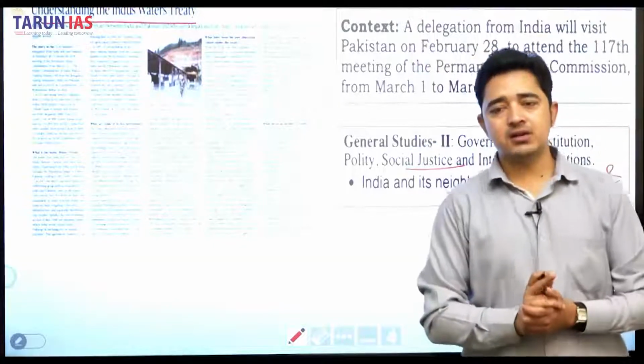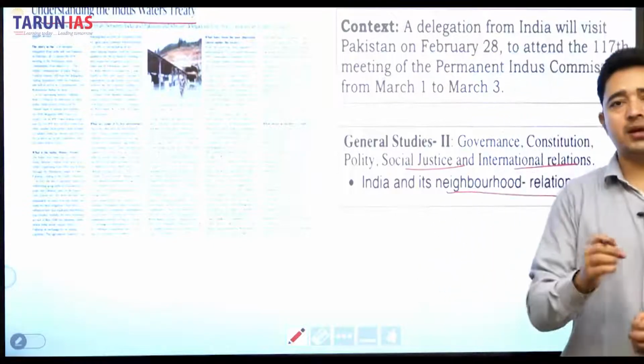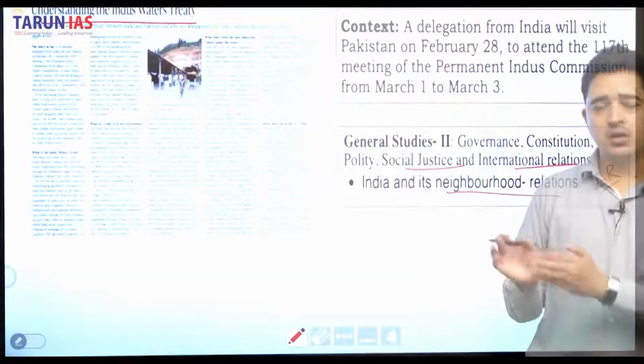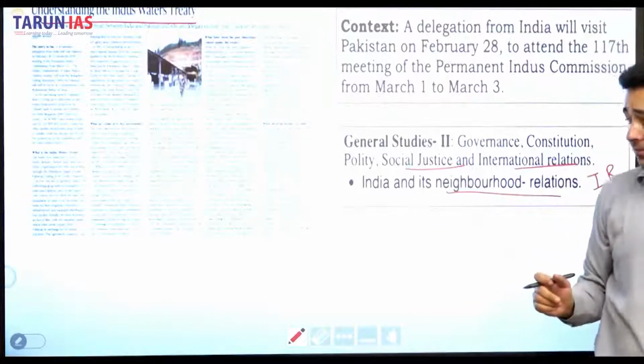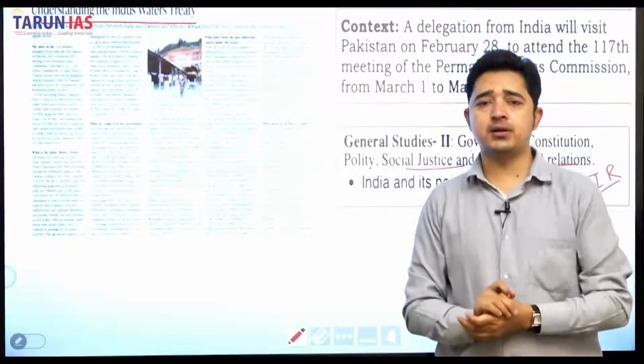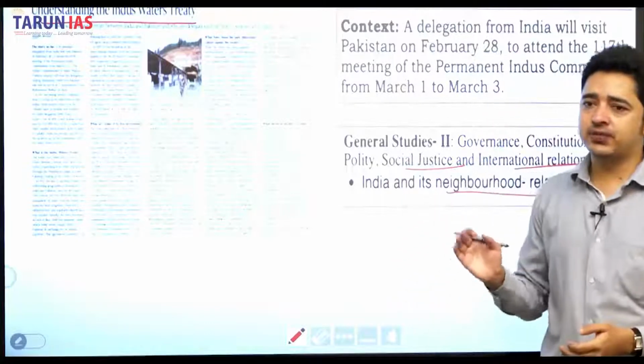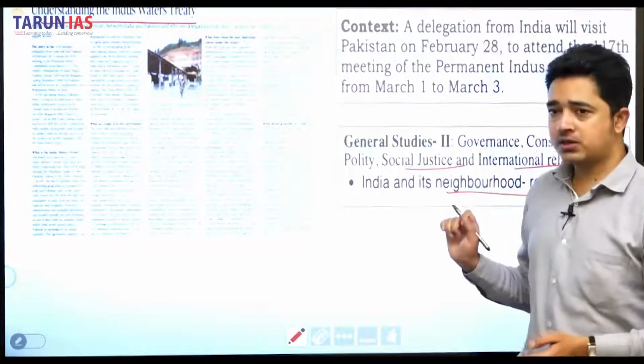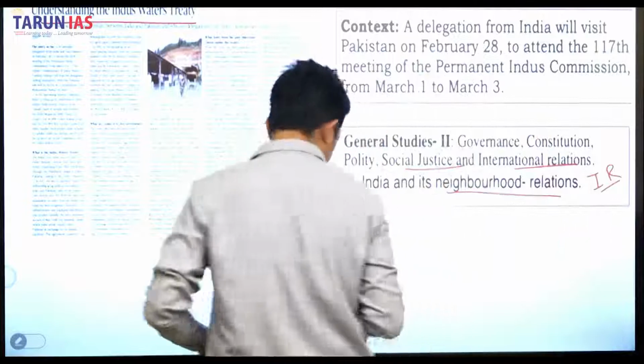In this article we discuss how the treaty came into light, what the relation was between India and Pakistan, and how the treaty is very important in the geopolitical interest of India as well as Pakistan. So this article is very important. Let's discuss what exactly the article is.